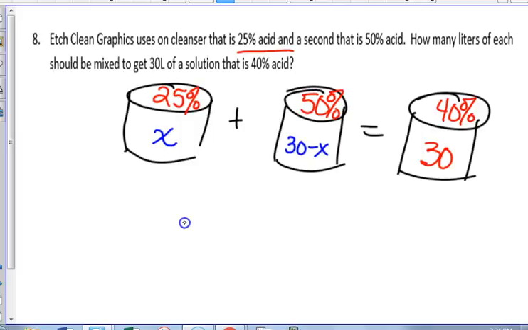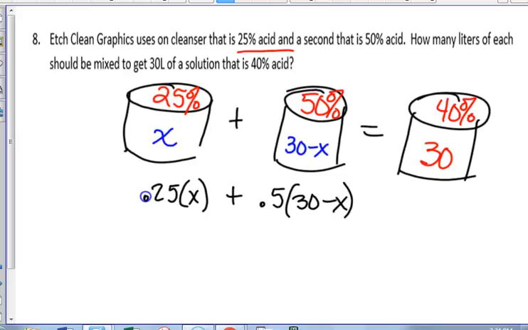Okay? Now, what you have to do is multiply these together because this is the percent of this quantity plus this is the percent of this quantity. And this is where everybody gets stuck. They forget to do this. This is also the percent of this quantity.